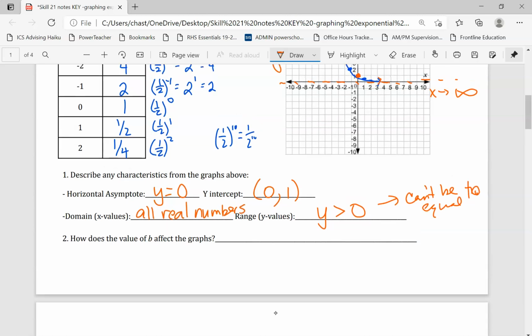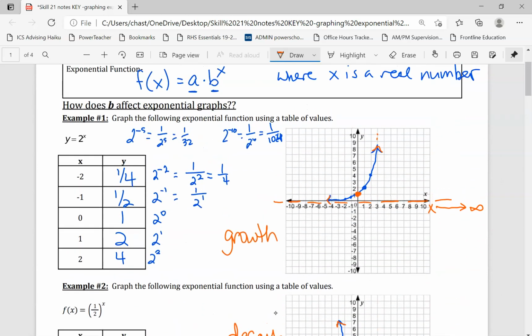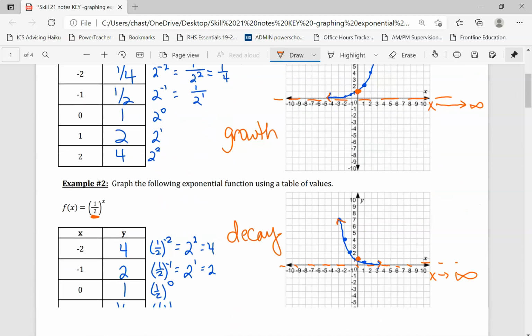The reason it can't be equal to is because we talked about no matter what you put in as your exponent, you're never going to have the function actually equal 0. It'll get closer and closer, but it won't actually ever equal 0. So in each of these situations, notice that on each of these equations, I only had the b part. I didn't have a number like a multiplied in the front of it, so we'll pretend that those were 1s for a moment.